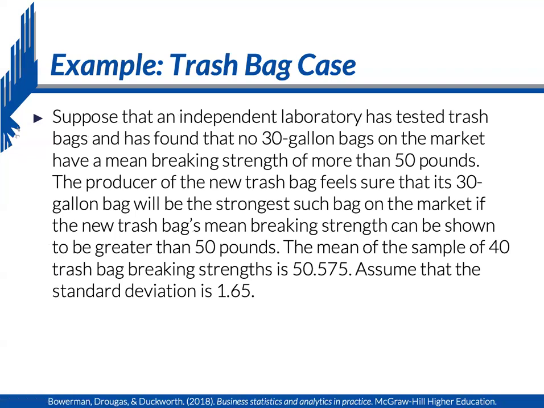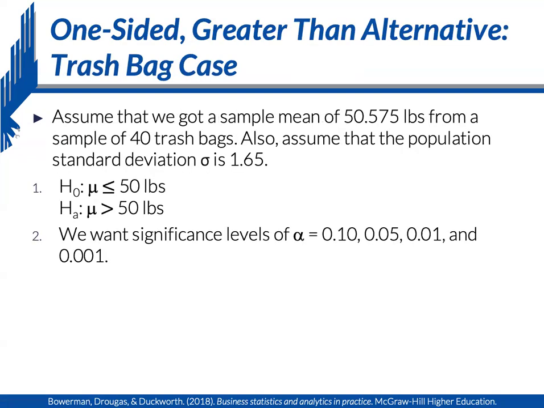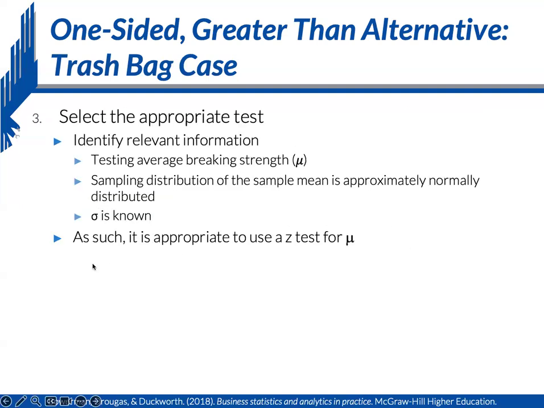So in the trash bag case that we have assessed earlier, we have already identified the null and the alternative hypothesis. So the null hypothesis states that mu is less than or equal to 50, while the alternative hypothesis states that the mean is greater than 50 pounds. Now, in order to assess the weight of evidence that we have, we will test these hypotheses using four values of alpha. So we have 10%, 5%, 1%, and 0.1%.